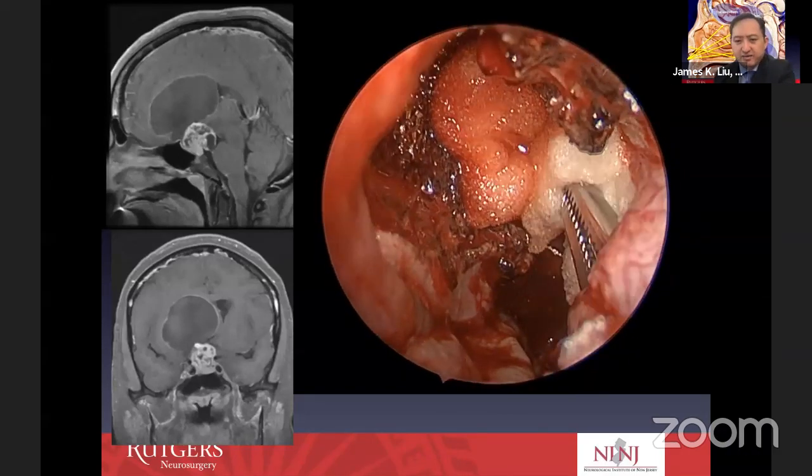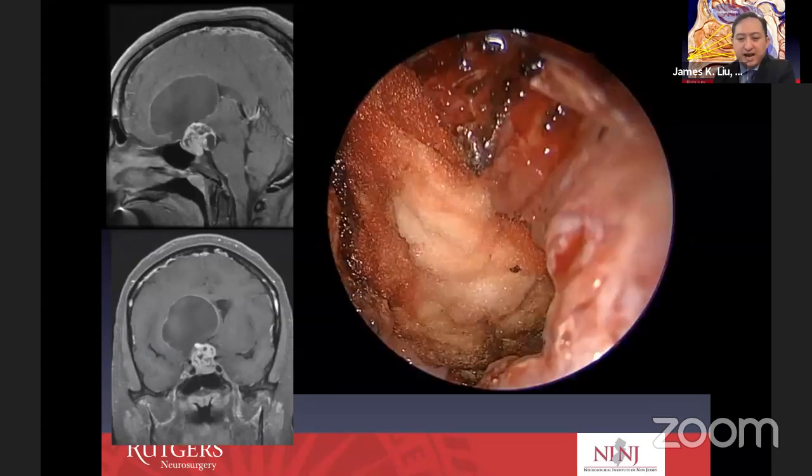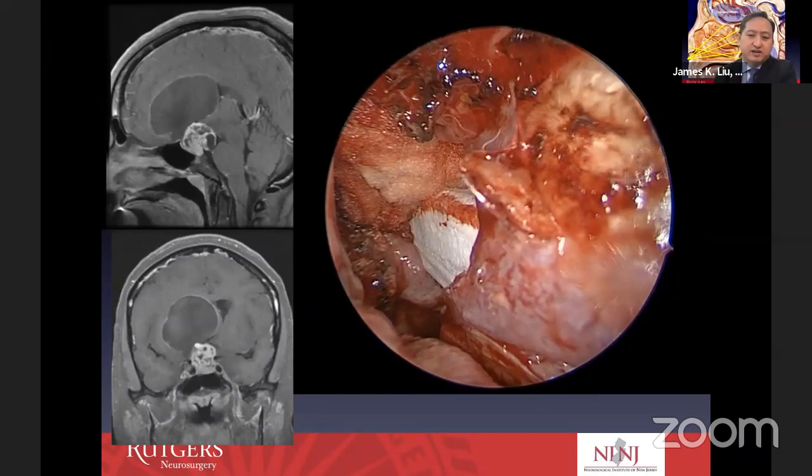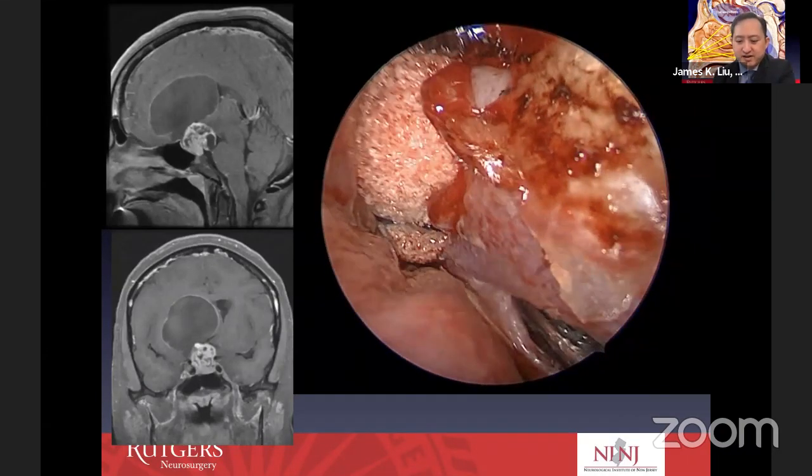And then we'll pack it with Gelfoam soaked in gentamicin and a Merocel packing, which we typically will leave in for about 12 days. And our ENT colleagues will remove them in the office afterwards.